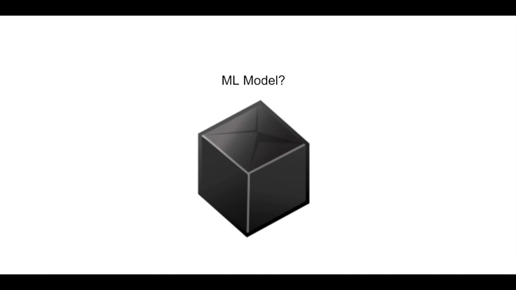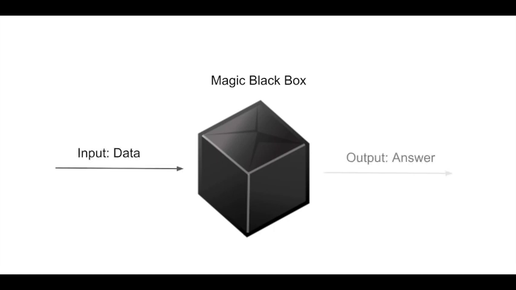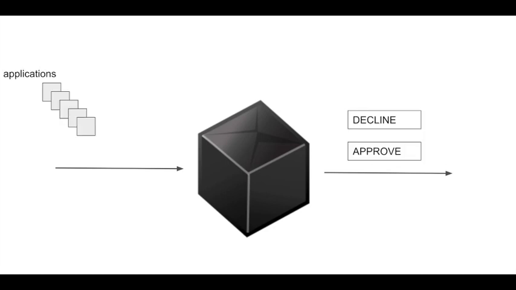You can imagine a machine learning model to be a sort of magic black box, which receives some data as an input and produces an answer as an output. Let's take a look at a specific example.